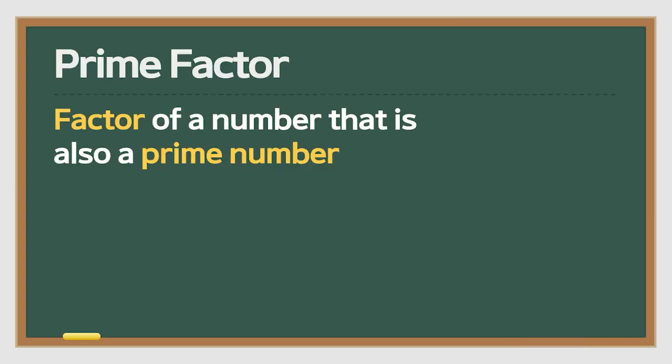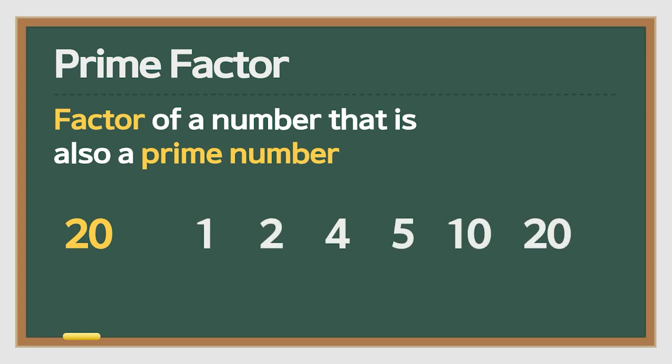Before we dive in, we need to understand one key term, prime factor. Simply put, a prime factor is a factor of a number that is also a prime number. Let's take the number 20 as an example. The factors of 20 are 1, 2, 4, 5, 10, and 20. Among these, which ones are prime? That's right, 2 and 5. So the prime factors of 20 are 2 and 5. These are the pure atoms that make up the number.